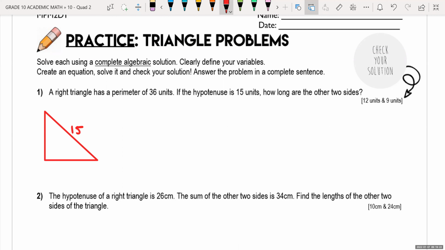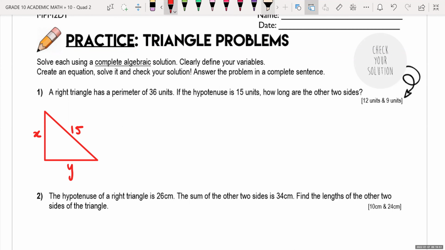So what are we going to have to do? We're just going to have to call one of them X and the other one Y. Then you would write your let statement: let X represent one side length, let Y represent another side length. And like I said, for every triangle question, we're really going to have to do the Pythagorean theorem. However, that doesn't give us enough information. If we did the Pythagorean theorem, we would just get x squared plus y squared is equal to 15 squared. So that doesn't help.